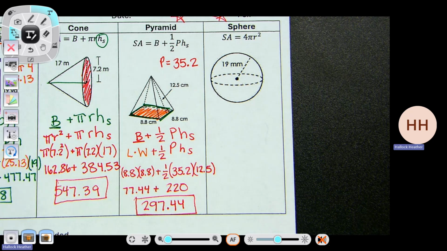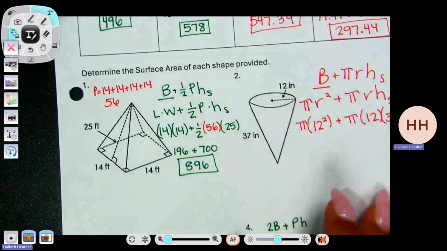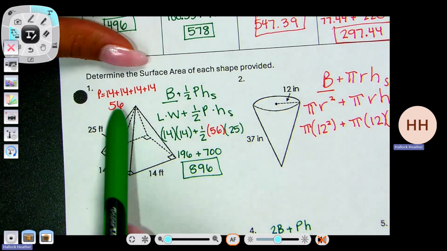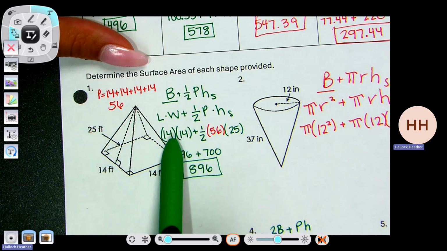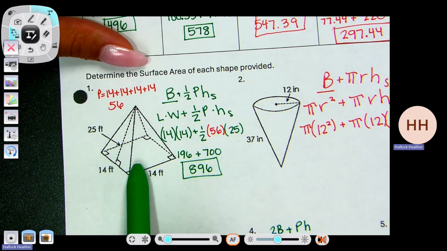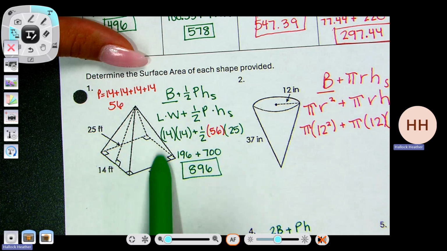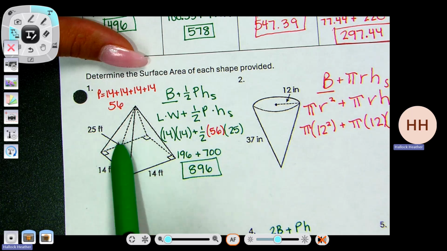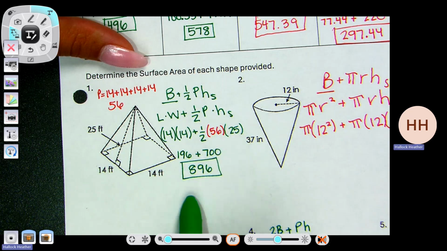You should get a perimeter of 56 for number 1. You're doing length times width, which is 14 times 14 because the base is a square, plus 1/2 times the perimeter of the base, which is 56, because you're going around 14 plus 14 plus 14 plus 14. The slant height is 25. You get 896.